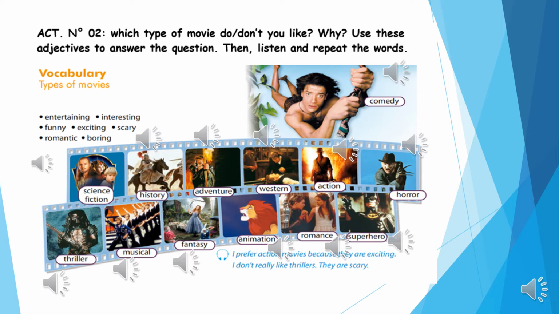Okay, in activity number 2, you have to answer the following question. Which type of movie do or don't you like? Why? You have to use these adjectives to answer the questions. Here you have the adjectives about films: entertaining, interesting, funny, exciting, scary, romantic, and boring. These words are going to be useful to talk about films and movies.